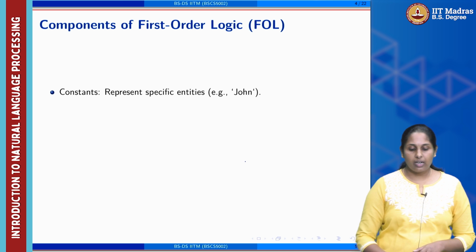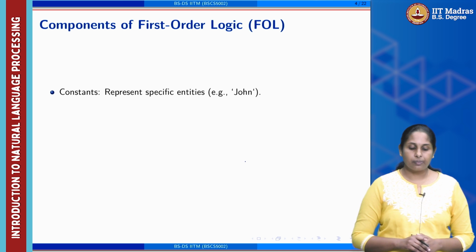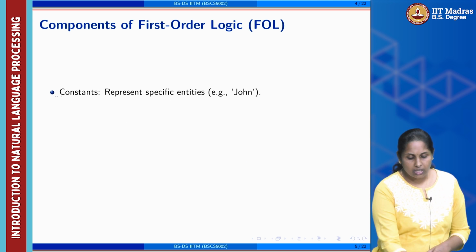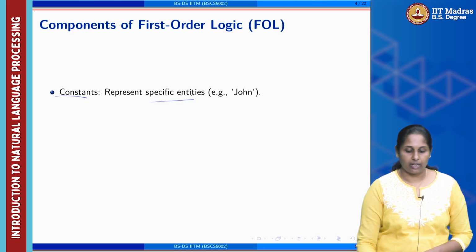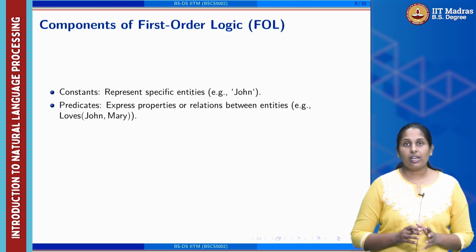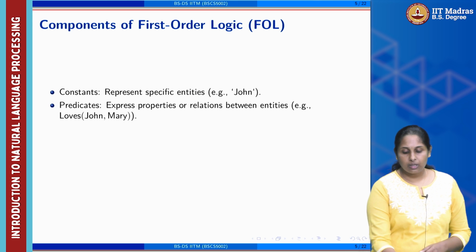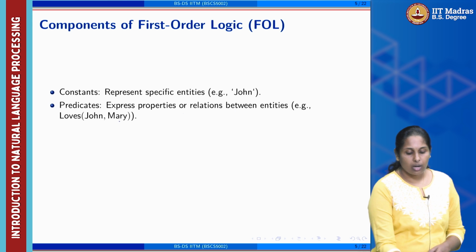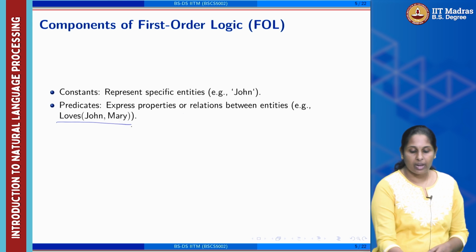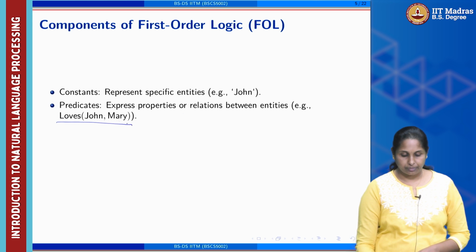Now, this first order logic has a lot of components. It starts with constants. They represent specific entities like John, Mary kind of elements. And it also has predicates. It expresses properties or relations between entities, something like John loves Mary is expressed in FOL, something of this kind.